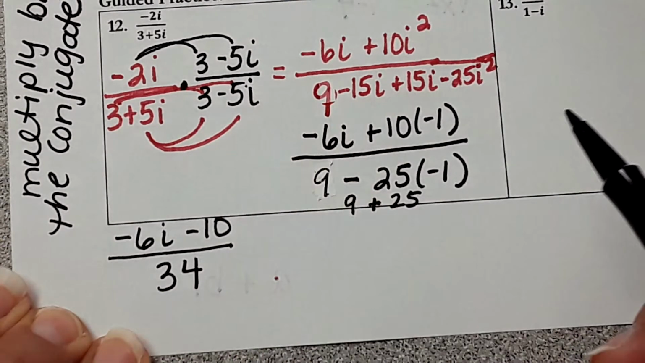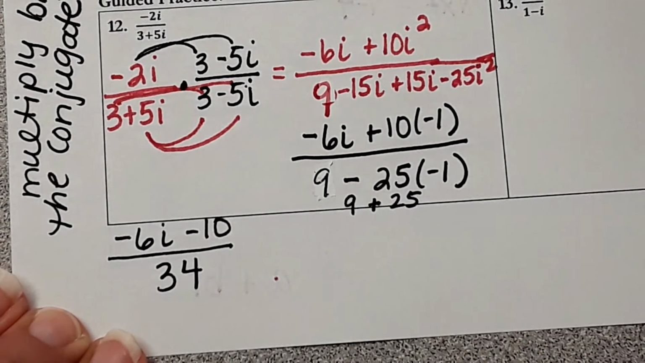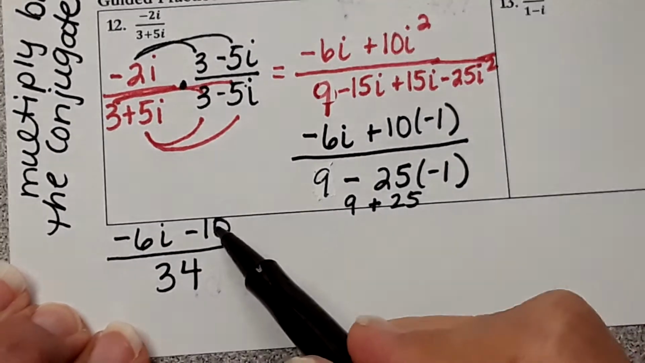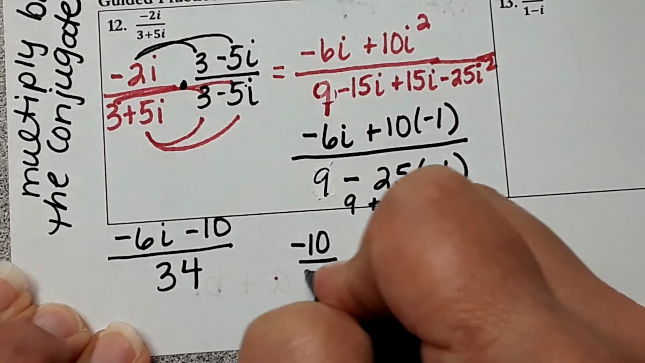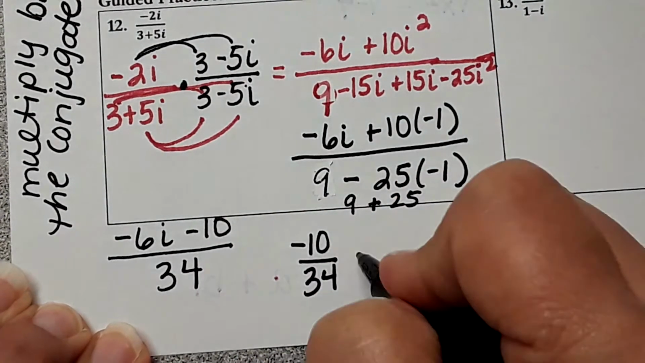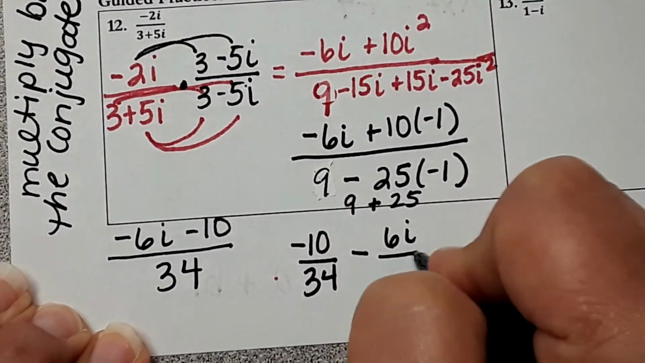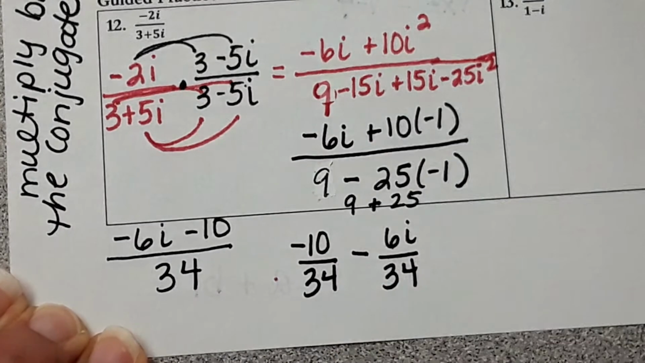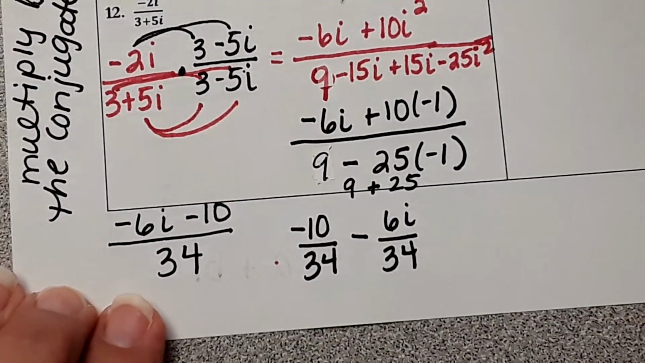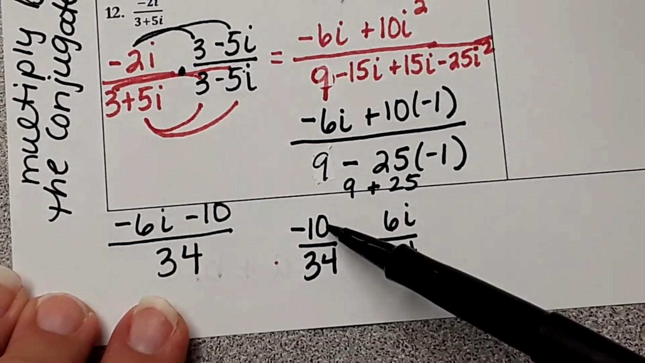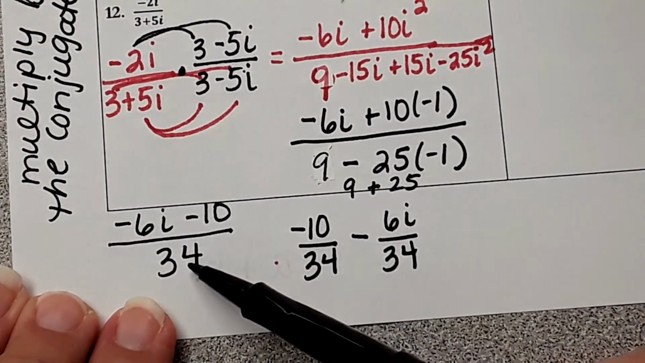Now, I'm going to rewrite it because in the video, I'm sure that you might have heard me say the real part always comes first. So the real part is negative 10 over 34. The imaginary part is 6i over 34. And I know what you're thinking. Do we have to reduce it? Yes, you have to reduce it because you can't leave fractions like this. So again, remember that the real part comes first. That's why I did the negative 10 over 34.